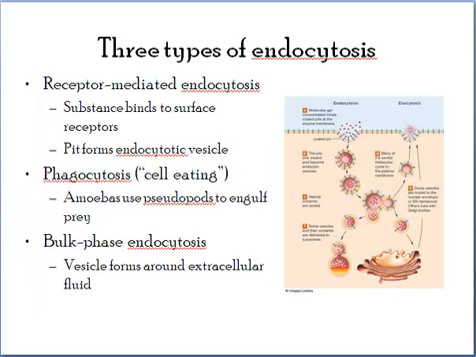There are three types of endocytosis. I'm not going to go into a lot of depth, but just briefly, sometimes endocytosis is helped by the substance binding to the surface receptors and a pit forming, as I showed you before. Another form of endocytosis is called cell eating, in which food particles or nutrients are engulfed by the prey. Amoeba is a simple unicellular organism that eats this way. And sometimes you have a larger vesicle forming around the fluid, and that's called bulk phase.